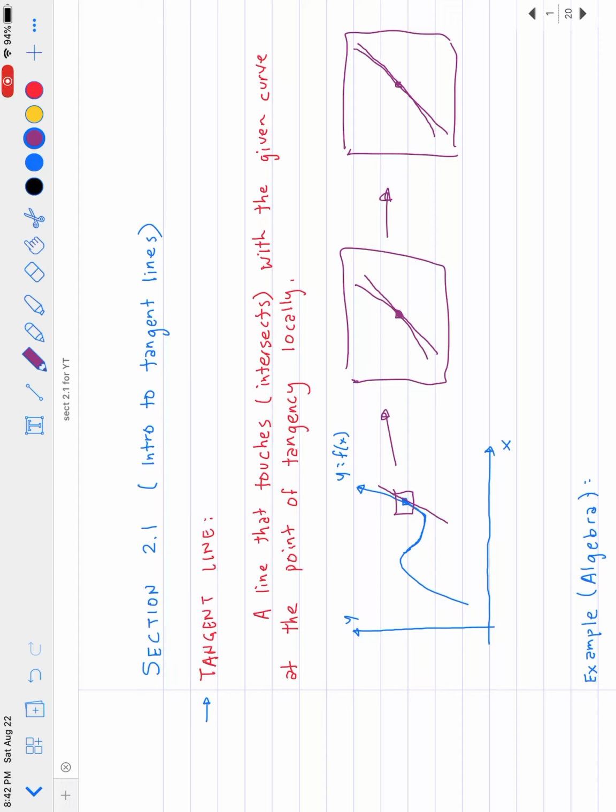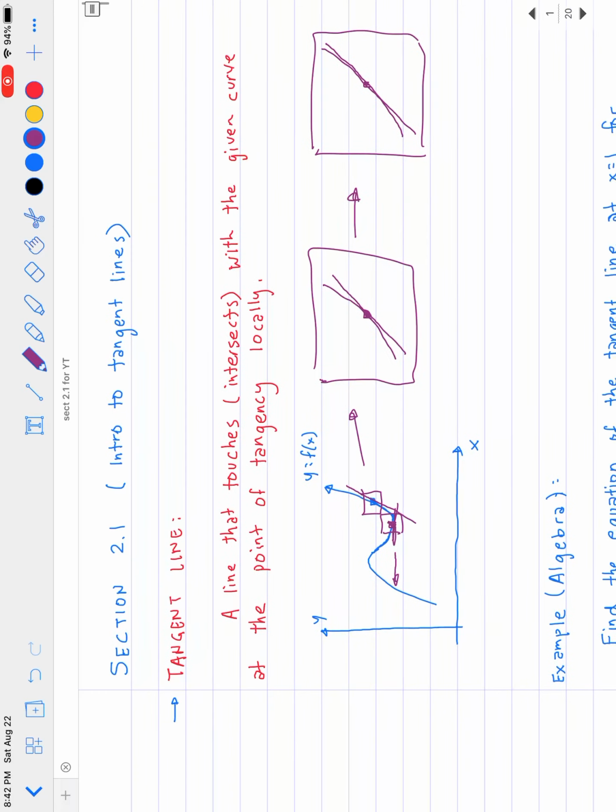Now, I say the word locally because you technically have a line that could touch the curve somewhere else further away. For example, if I put the point over here, you can see that its tangent line will eventually touch the curve somewhere else further away. And that's okay, so long as if you magnify that small little part, the curve and that line are only touching at that one single point, then that's fine. That's how we define the tangent line.